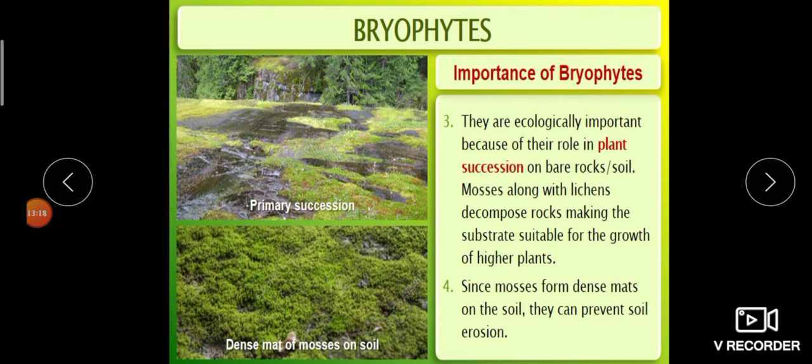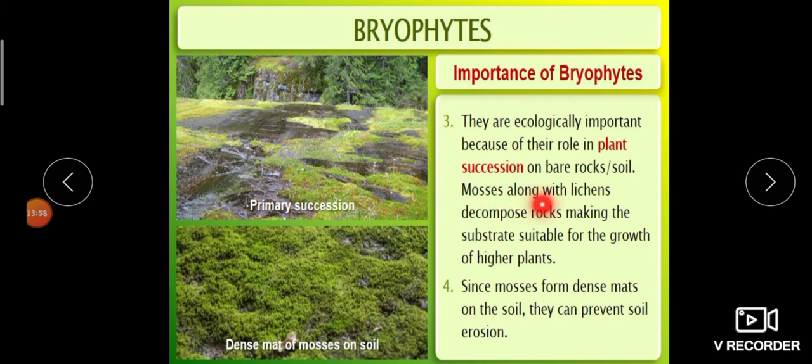Then the next importance is that they are ecologically important. Bryophytes are ecologically important. Why? Because they are the primary invaders of barren areas. Mosses along with lichens decompose the rock. This is a rock. Here the mosses grow in that rocky area, and along with the mosses lichens also grow.